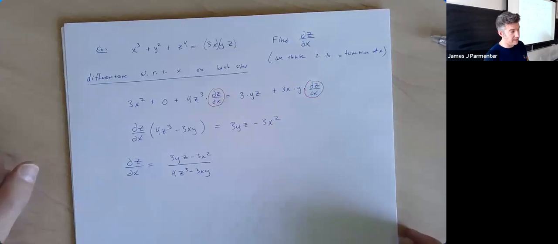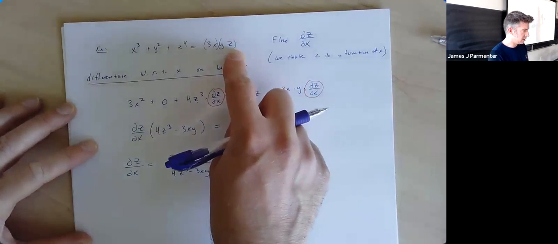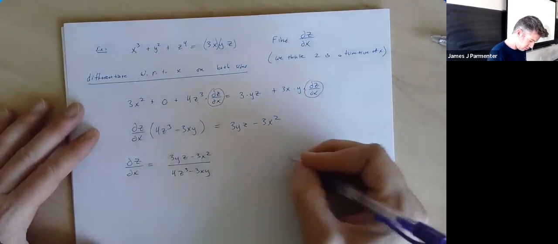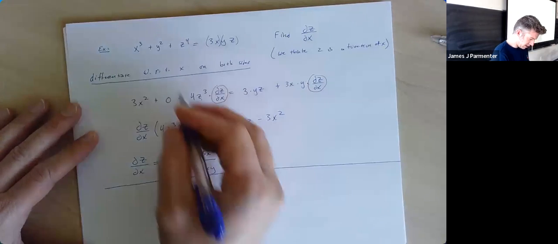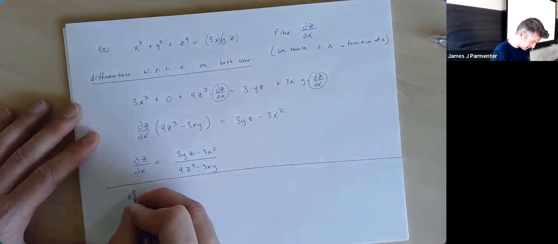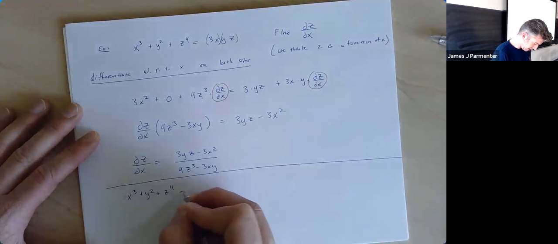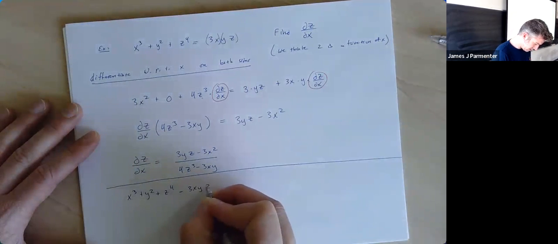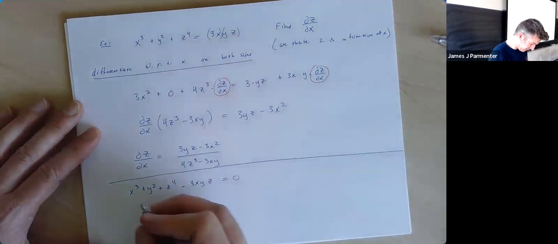Now, here's a fun fact, and I think this is kind of interesting. If you take this equation and set it all equal to 0, so you say I want to make x cubed plus y squared plus z to the fourth minus 3xyz equal to 0, and you call this, say, capital F.